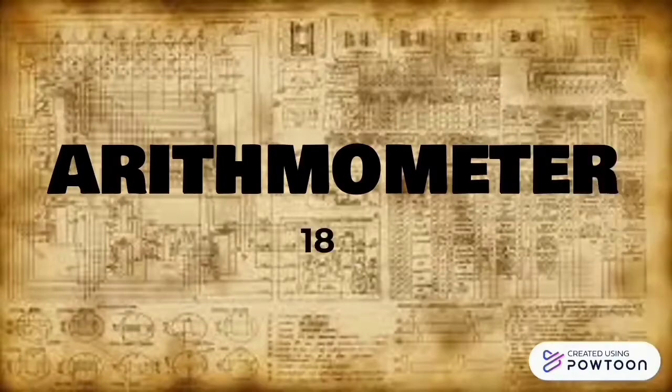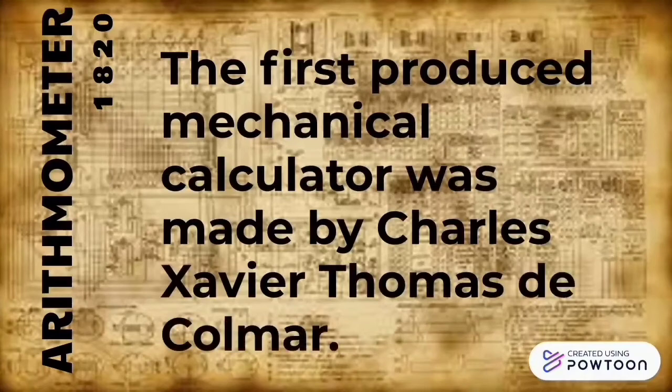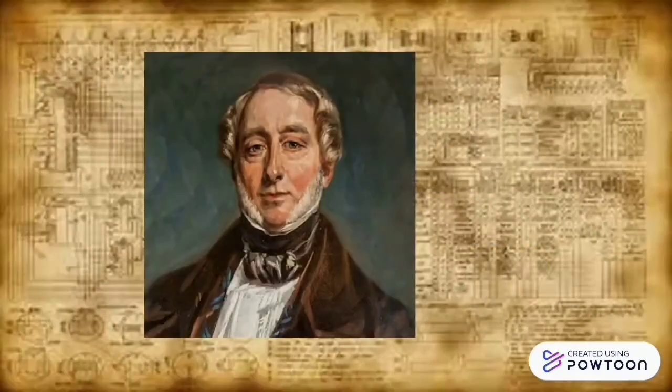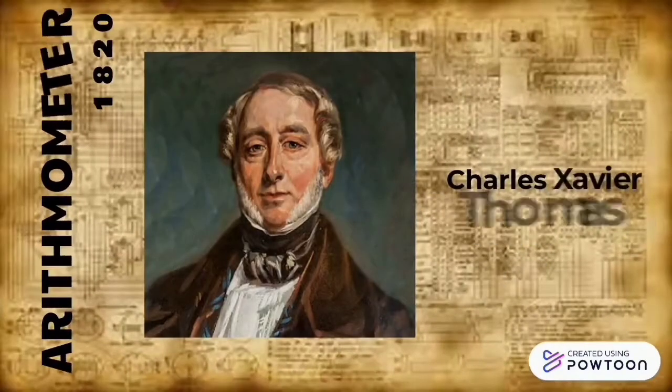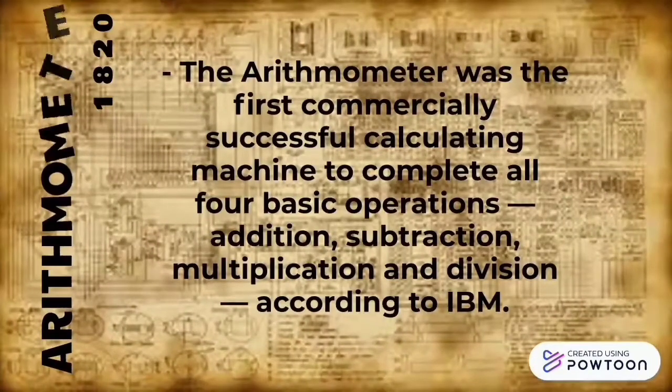As the year 1820 came, the first mass-produced mechanical calculator was made. The arithmometer invented by Charles Xavier Thomas de Colmar was the first commercially successful calculating machine to complete all 4 basic operations: addition, subtraction, multiplication, and division, according to IBM.